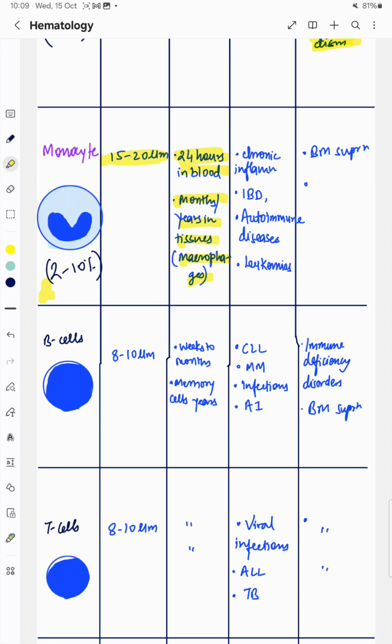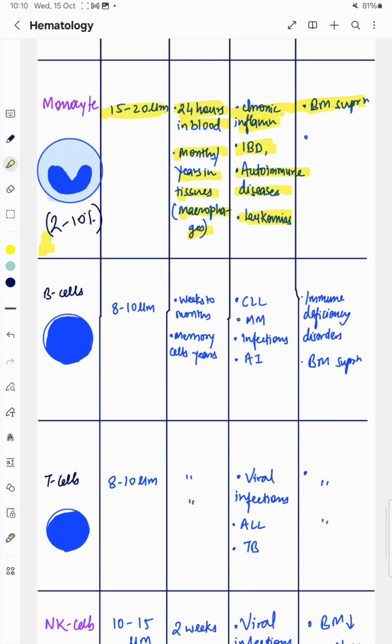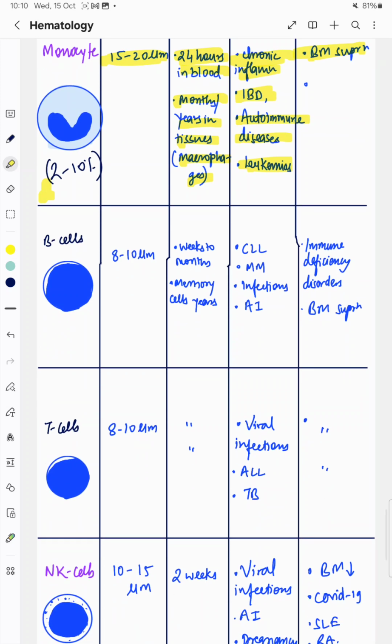Monocytosis is the condition where monocytes increase, and this is seen in chronic inflammation, inflammatory bowel disease, autoimmune diseases, and certain leukemias of monocyte. Bone marrow suppression of any origin may result in monocytopenia, or decrease in monocyte count, as bone marrow suppression may result in a decrease in all types of blood cells, because bone marrow is the primary site for the synthesis of blood cells, particularly in adults.